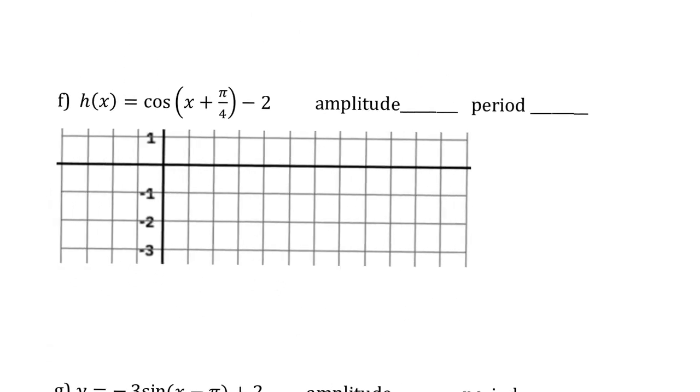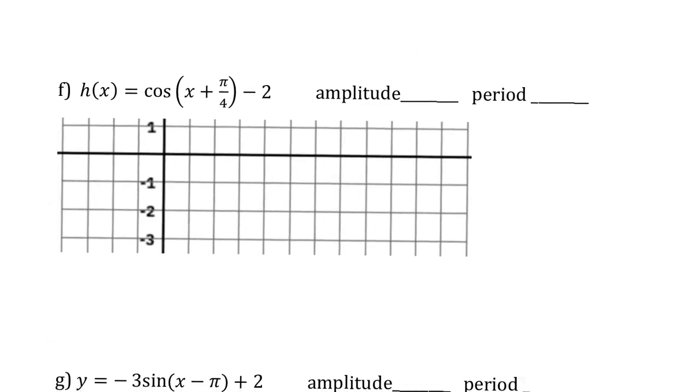Okay, let's try f. Oh, f's got a lot of stuff going on. Amplitude's 1. Period's 2 pi. Okay, what is this going to do? It's going to go left pi over 4, and it's going to go down 2. So I'm going to redraw my midline at down 2 because we're actually okay with the verticals. Period's 2 pi like normal, so I'm not going to mess with my period. I'm going to call this pi. I'm going to call this 2 pi.